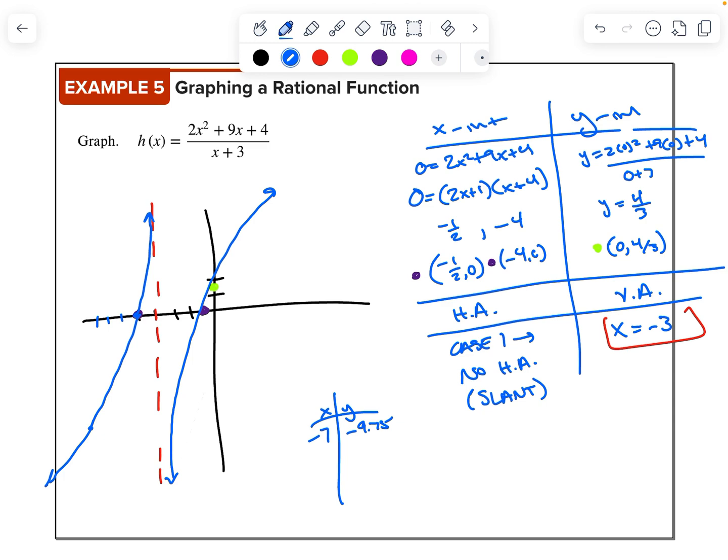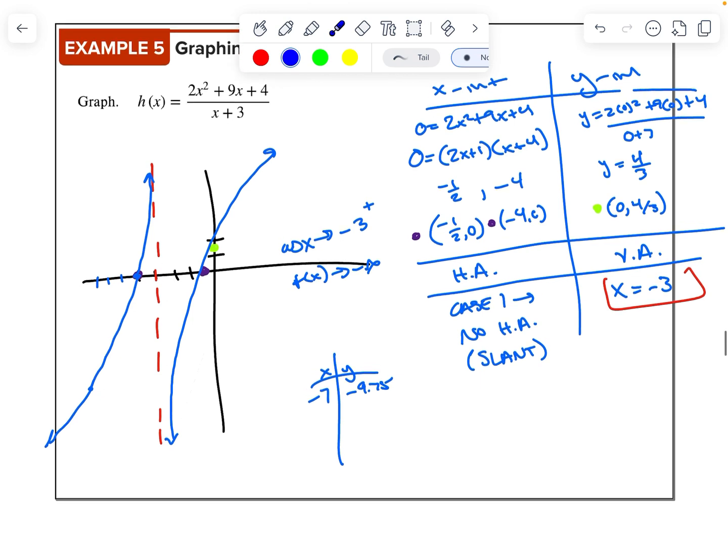You could write out the limits here. We talked about as x approaches -3 from the right, f of x, look at this, as it approaches -3 from the right, f of x is going downwards, so towards -infinity. You could do the same thing from the left. From the left, it's approaching positive infinity.